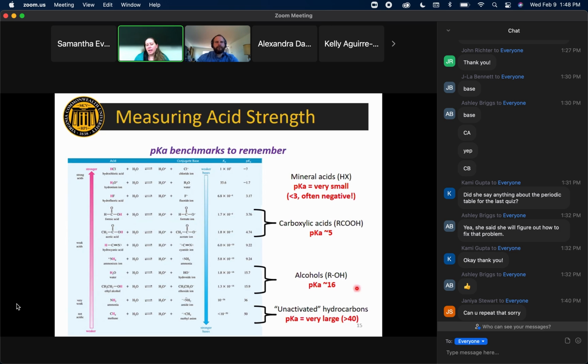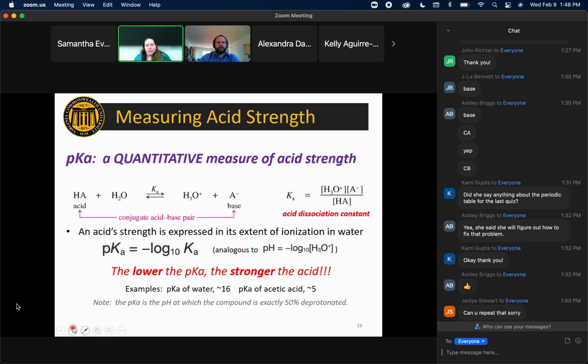And so that hydrocarbon, before you took off that proton, had a pKa that was huge, 40, 50, upper 30s, big numbers here. So these are the benchmarks that I want you to remember. And in addition to these, I'm also going to have you remember some trends. So we'll be talking about how to identify trends as well.